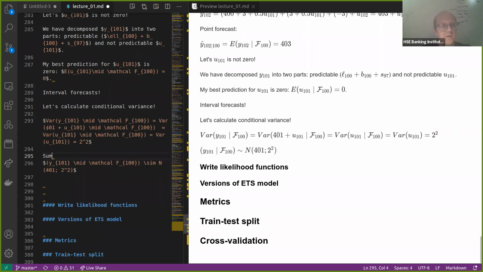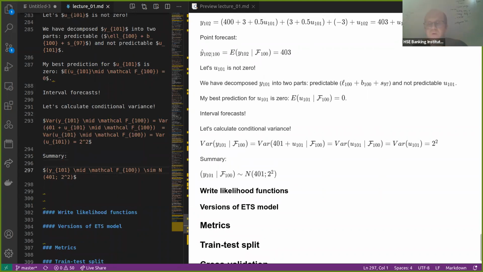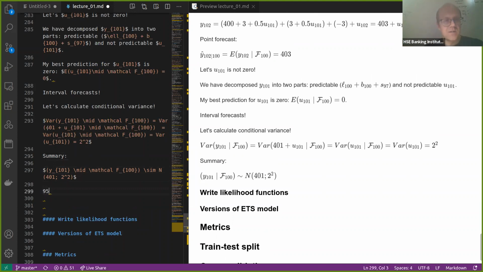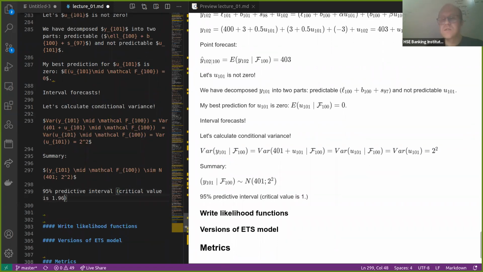So, summary. What do I know about the future value of Y? Given my information, the future value of Y, from my point of view, is normally distributed with mean 401 and variance 2 squared. So now if I'd like to construct, let's say, a 95% predictive interval, maybe you remember the critical value, that is 1.96.